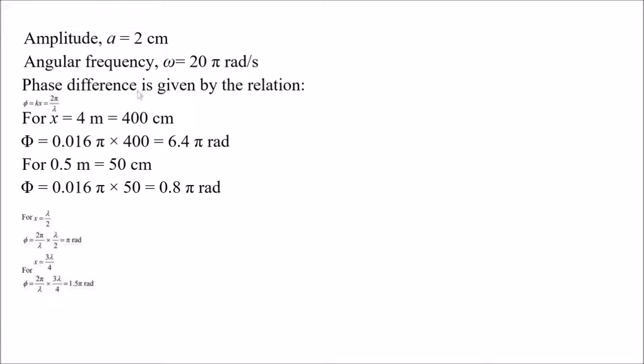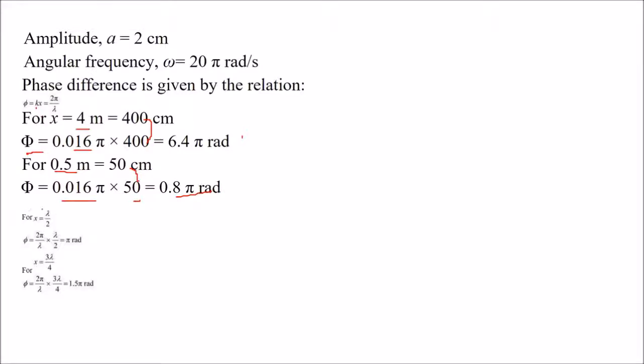And the phase difference is given by what? Phase difference is simply k into x, or 2 pi by lambda times x. If you take x equal to 4 meter, or you can take it as 400 centimeter, phi will be given by what? You just have to place the value. k is known to us, x is 400. For 0.5, again this is the k value, put 50 here in centimeters. So you get these two phi.